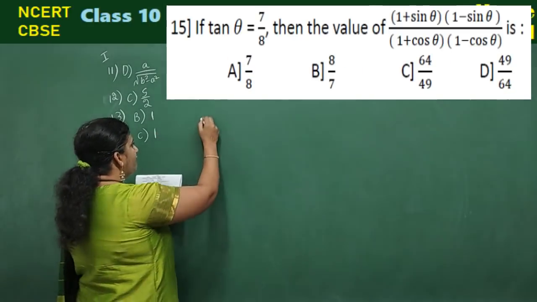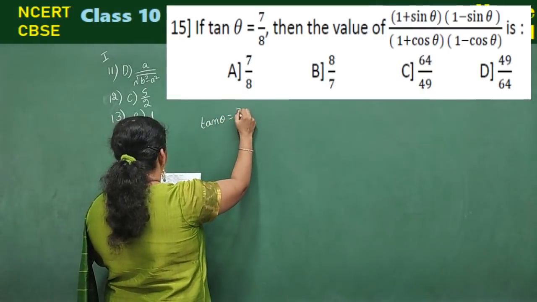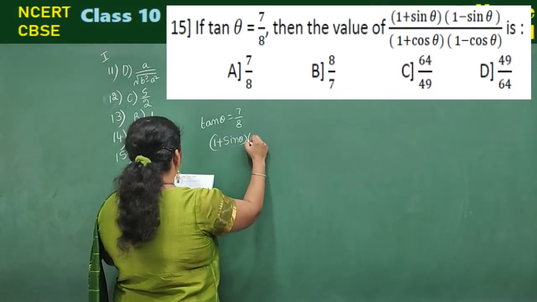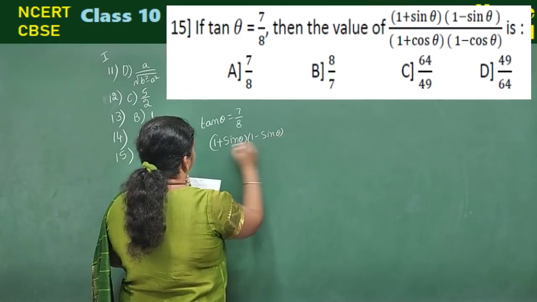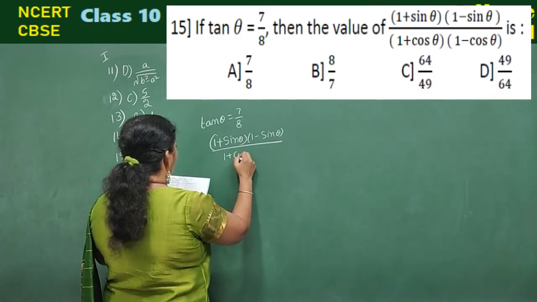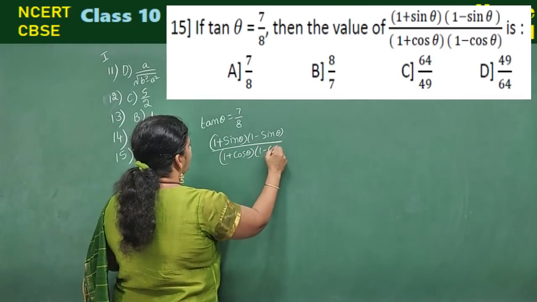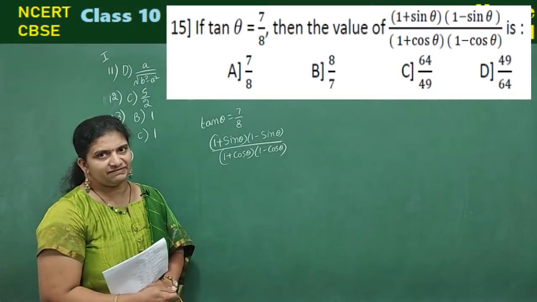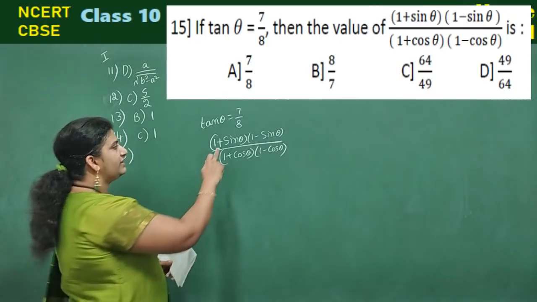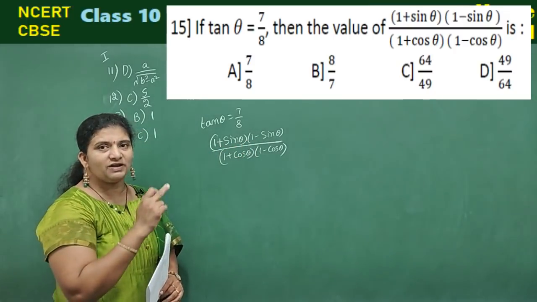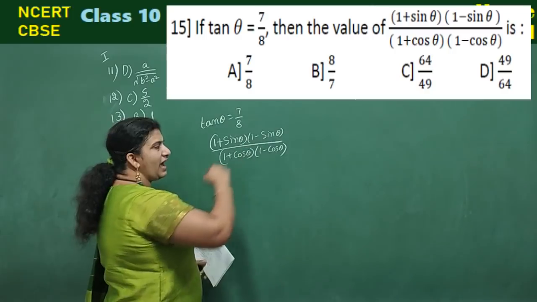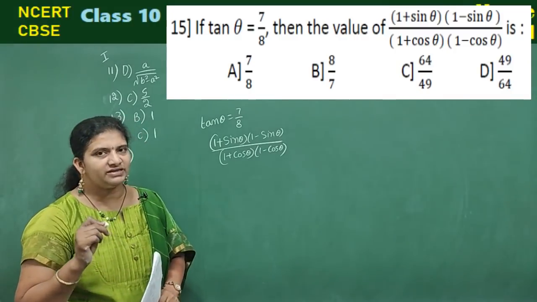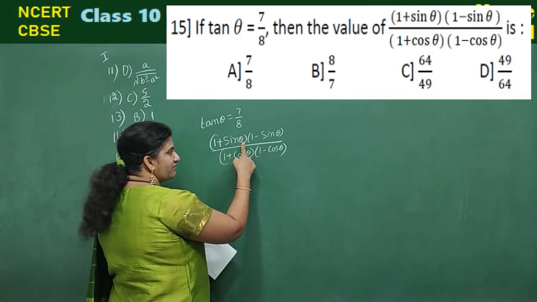15th one. If tan theta is equal to 7 by 8, then what is the value of (1 plus sine theta) into (1 minus sine theta) whole divided by (1 plus cos theta) into (1 minus cos theta)? Look at this one carefully. Tan theta is equal to 7 by 8. I am not going to split anything. But this is in the form of (a plus b) into (a minus b). You can remember an identity. What is it? (a plus b) into (a minus b) equals a square minus b square. A value is 1, b value is sine theta.